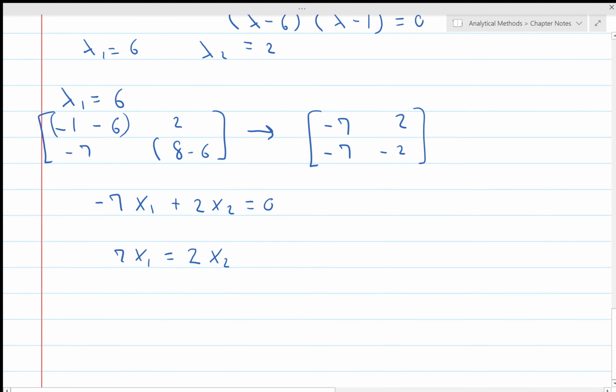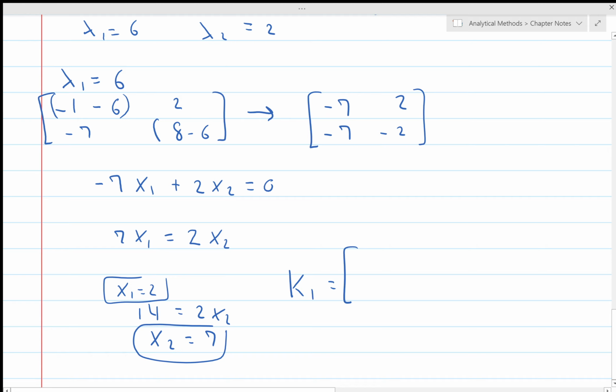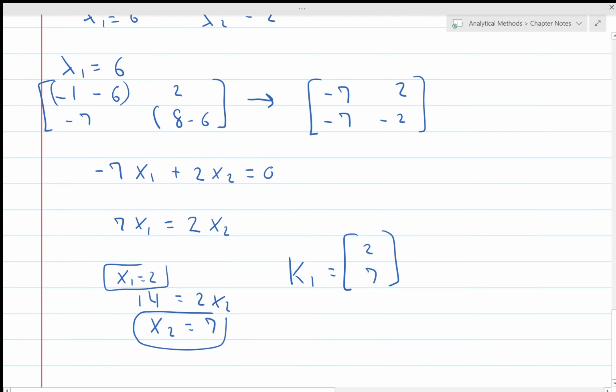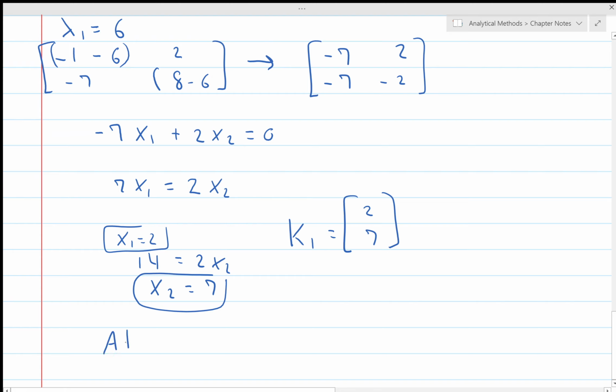So in this case, you could pick any number. I'm going to pick that x1 is equal to 2. So if I set x1 equal to 2, what do I get? 7 times 2, which is 14, equals 2 x2. So that means that x2 is equal to 7. So my k1 would be 2 and 7. Let's plug in our other guy now. So let's go check now. Let's say Ak is equal to lambda k.